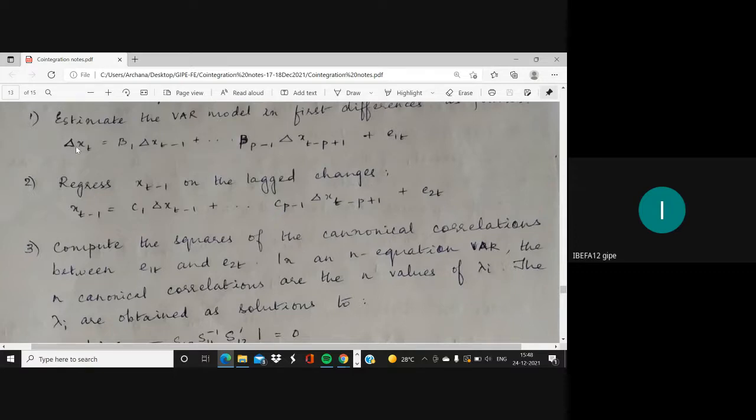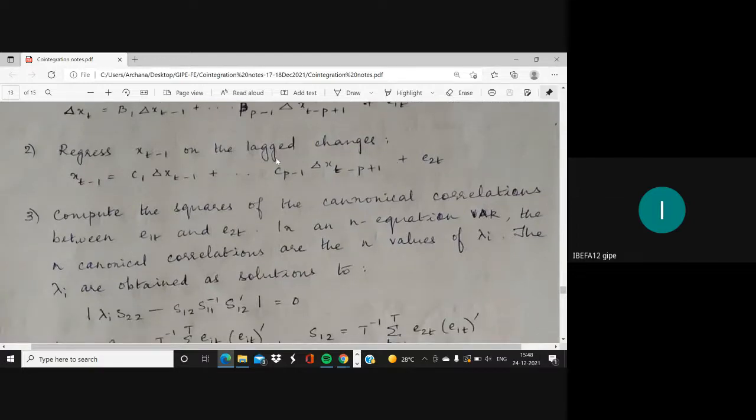So instead of taking delta xt, you'll take x(t-1), the first lag of all the variables that are there in your VAR model. So you'll be regressing them on the lag changes now. The p lags of the changes in these variables, n variables. So you'll be regressing x(t-1) on the lag changes. Then again from the second step, you're interested in the residuals from this regression.